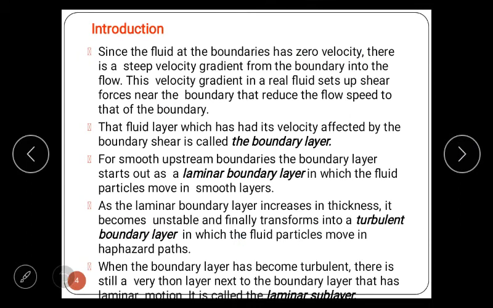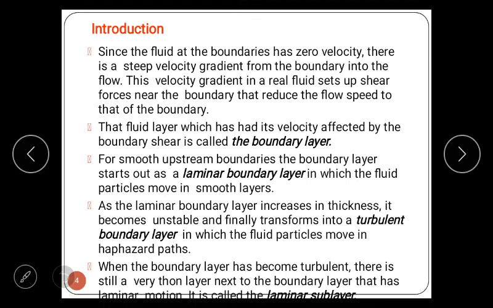Now next, these are all related to the boundary layer. We have to first discuss what the boundary layer is. We have already studied the definition, that it is a thin layer formed while fluid is flowing. Since the fluid at the boundaries has zero velocity, as we have already studied in class, the fluid in contact with the surface has zero velocity, and by the effect of viscosity one layer of fluid offers resistance to another layer.